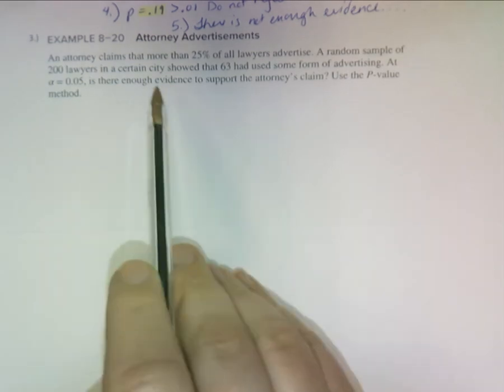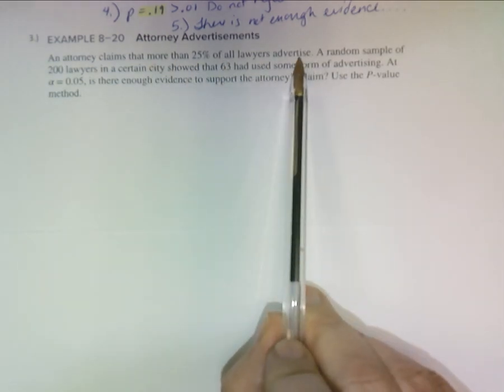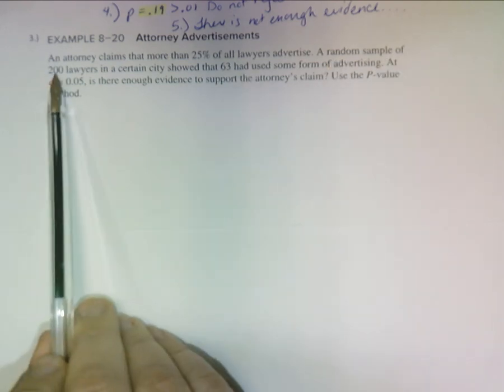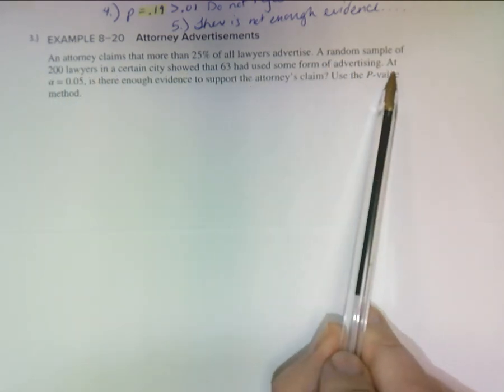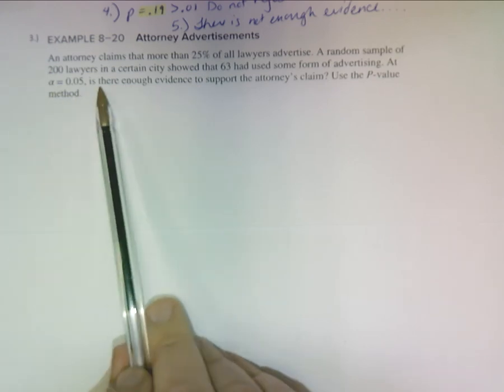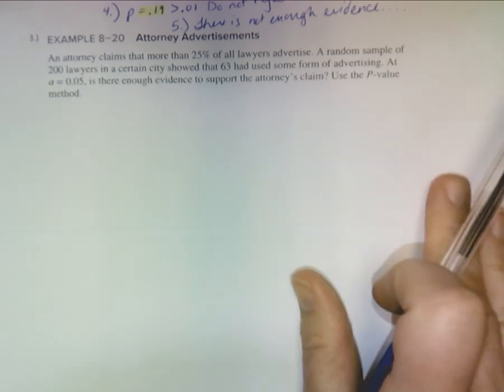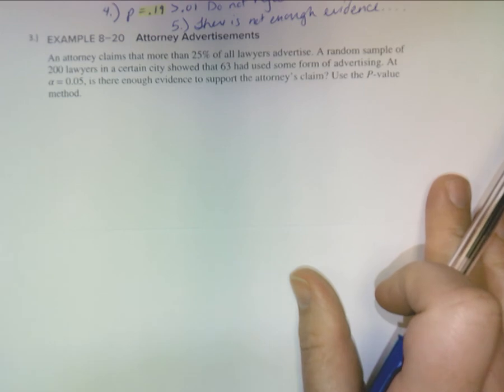An attorney claims that more than 25% of all lawyers advertise. A random sample of 200 lawyers in a certain city showed that 63 had used some form of advertising. At the 0.05 significance level, is there enough evidence to support the attorney claim? Use the p-value method, which is mainly what we use.